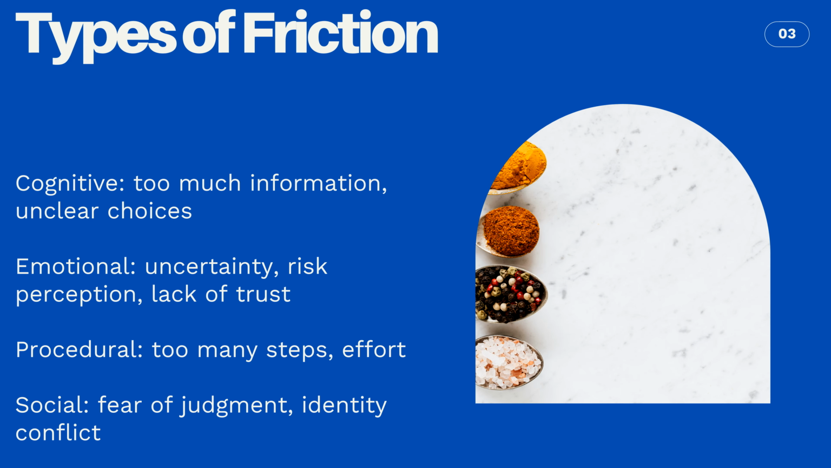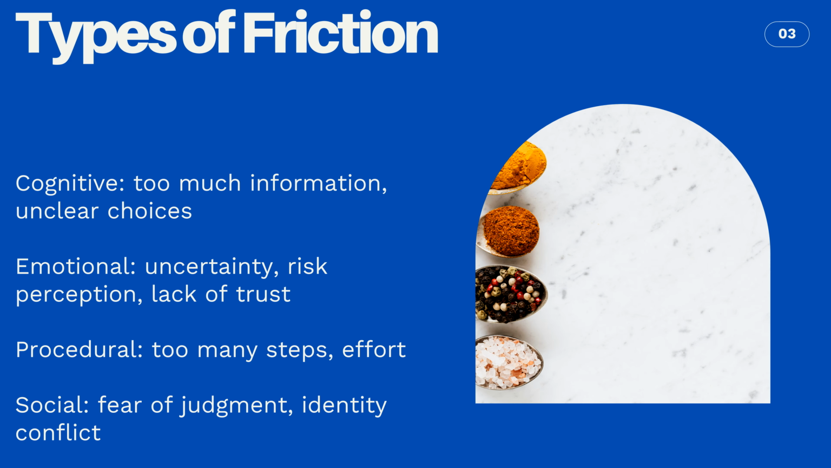Cognitive friction arises when an experience exceeds the limits of working memory. This is explained by cognitive load theory, Hick's law, decision time increases with number of choices, and dual process theory, which shows that people default to fast, intuitive thinking unless forced into slow, effortful thinking. Emotional friction is rooted in prospect theory and affect heuristics. When something feels uncertain or risky, people avoid it, even if the objective risk is low. Emotional friction also includes trust deficits, which are explained by signaling theory and uncertainty reduction theory.